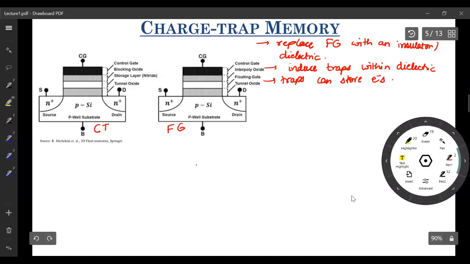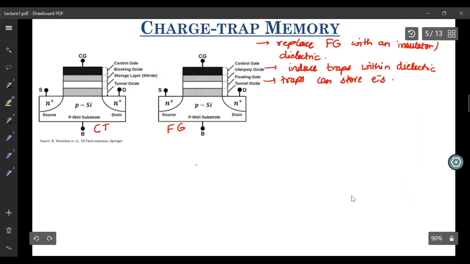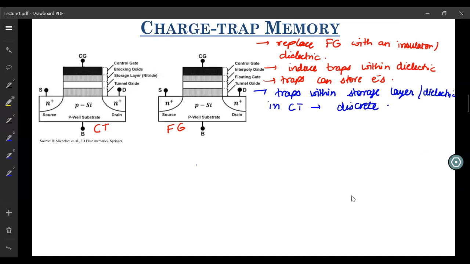And another important point about these traps within your storage layer or dielectric in charge trap memory is that they are discrete, unlike the floating gate. So floating gate is a metal, so it's continuous. Whatever electron is present on a metal surface, it can move throughout the metal surface. It can move throughout the metal volume.